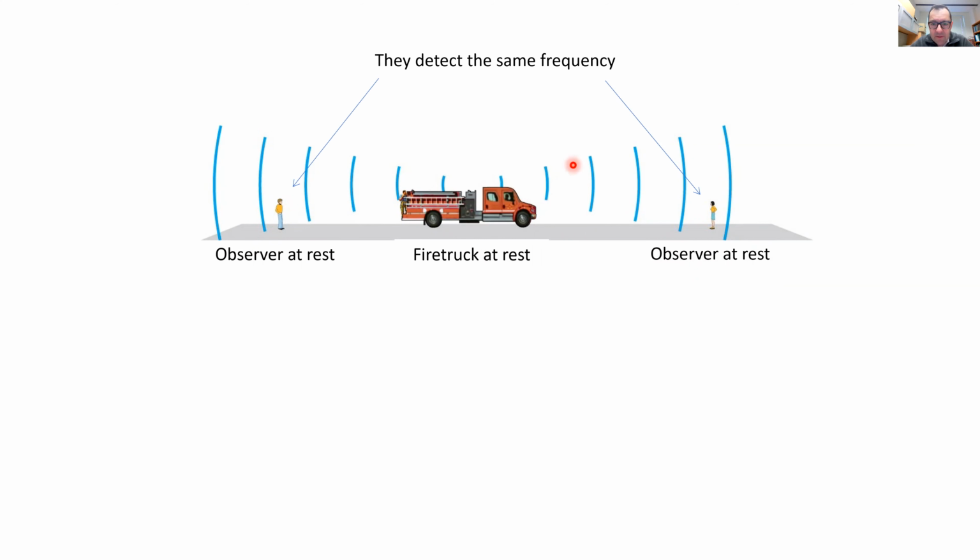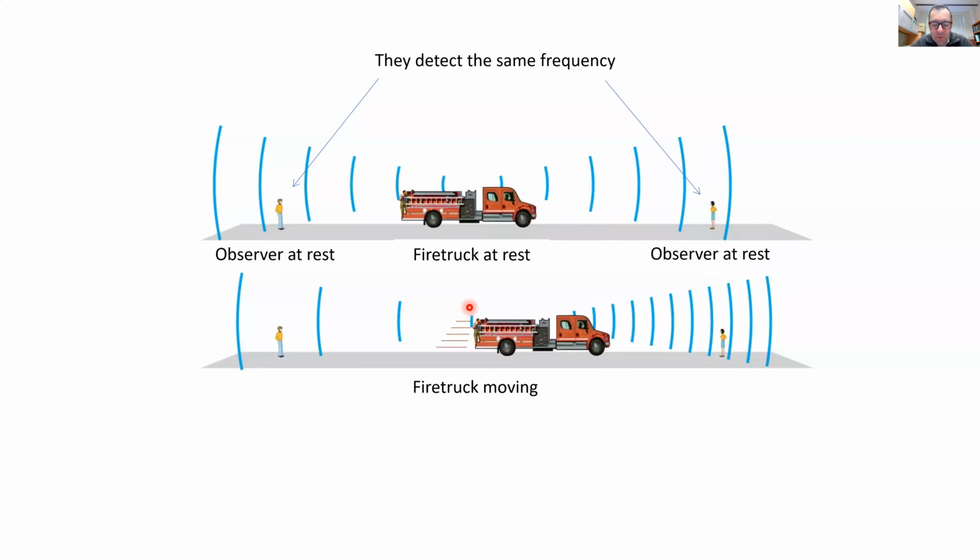And the sound waves are coming out, and here are the wave fronts of the sound waves. You could think of this as the region of greatest pressure or greatest compression of the molecules. And that's propagating outwards in both directions, and upwards too, but I didn't draw that. Okay, so with everything at rest, these observers will detect and measure the same frequency. This is what's called the frequency of the siren.